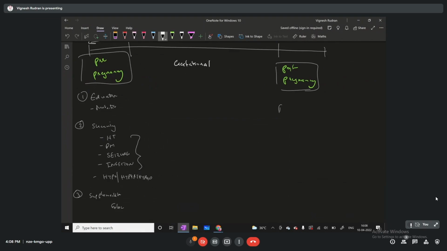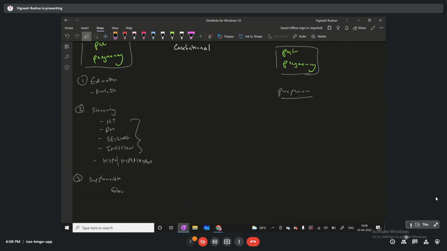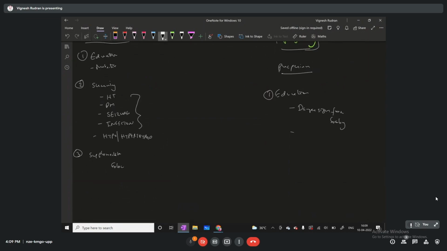So post-pregnancy is your puerperium. Again, you need to educate her, but this time it is about the danger signs for the baby. In case the baby becomes yellowish in color, or the baby has diarrhea, or the baby is not feeding, all of those things you need to educate her about, and then you need to advise her about contraception.